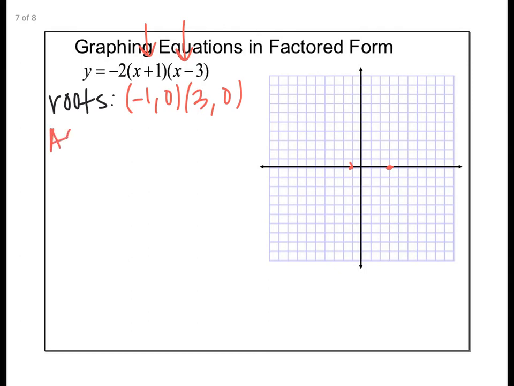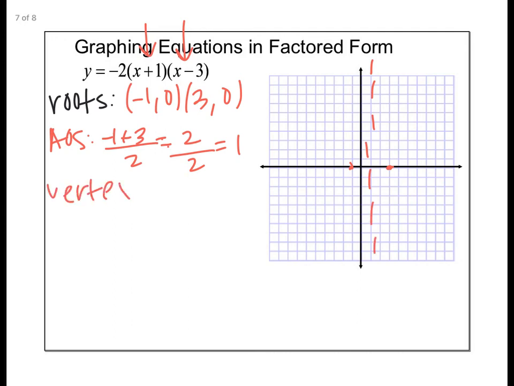Let's find our AOS, our axis of symmetry, so we can figure out where that's at. So negative 1 plus 3. Remember, I'm averaging my two roots. Equals 2 over 2. Ooh, 1 is the same as the last example. It's 1. And now I want my vertex. My vertex has to fall on my axis of symmetry. So the x value is 1.